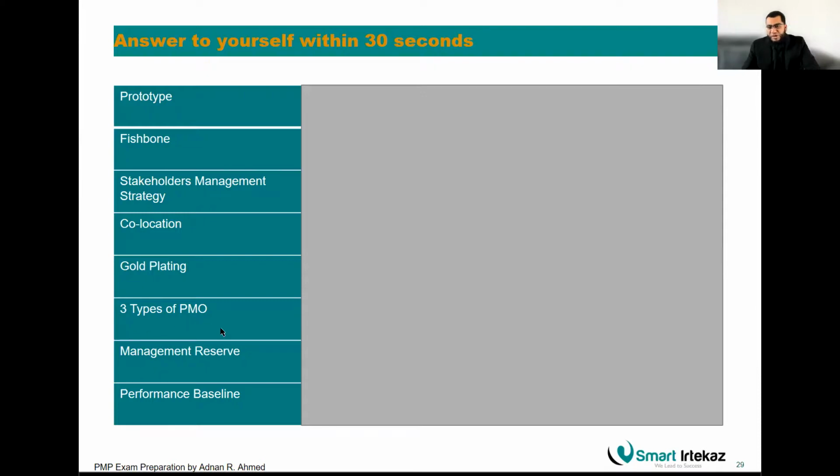3 types of PMO. You have supportive PMO, you have directive PMO, and controlling PMO, depending on how much authority and power they have. Management reserve: you have contingency reserve, which will be used by the project manager. And then after that, there is a management reserve, which will be used by management. The project manager cannot use it without giving justification, depending on your organization's criteria.